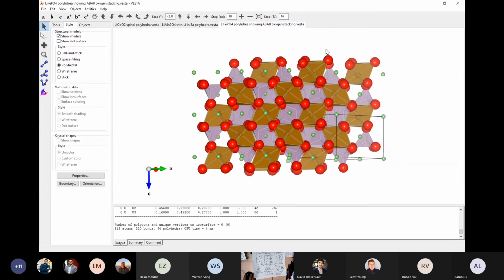That looks like lithium iron phosphate? Yep. Okay, great. That's really comforting for me.